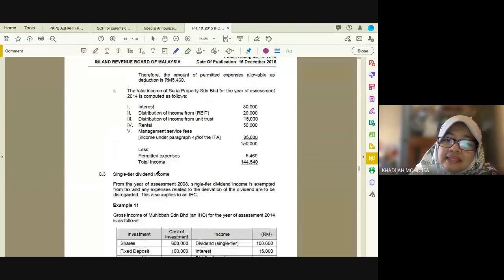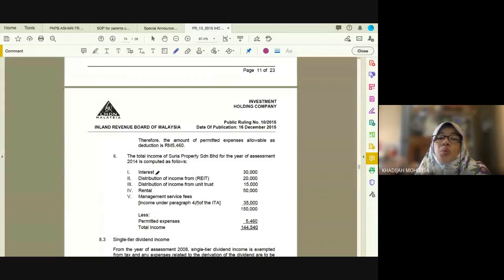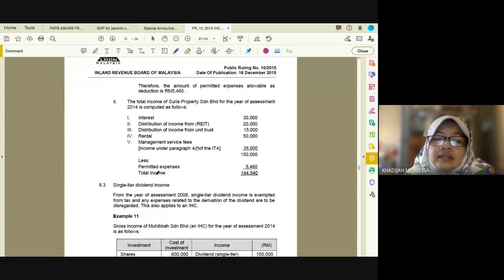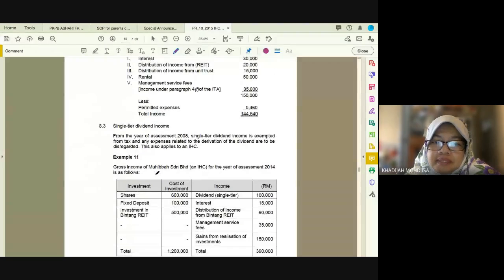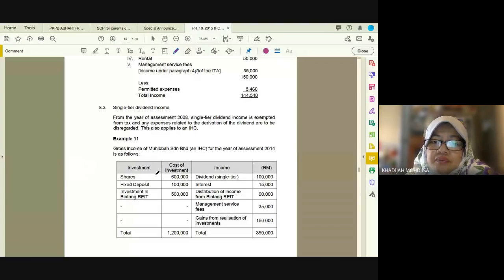So this is why I said that given an option, you do not want to categorize your company as an investment holding company, because it's not tax friendly, it's not tax advantageous. Because why? The expenses given as a deduction against your total income is very minimal. So you have to pay higher tax. And the tax rate is similar to a company, which is at 24%. Okay, and then single tier dividend here, single tier is exempted. Again, I don't agree with that, but we take it as exempted. But for me, it's actually a final. Right, and any expenses related to derivation of the dividend are to be discarded. Right, this also applies to ISC.